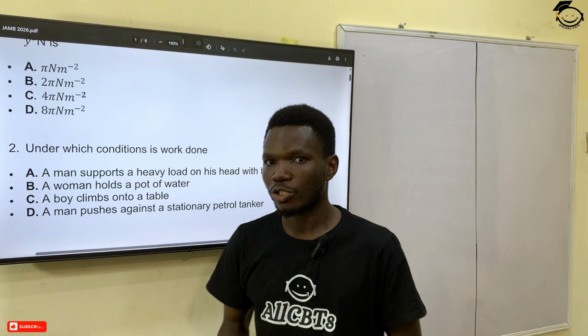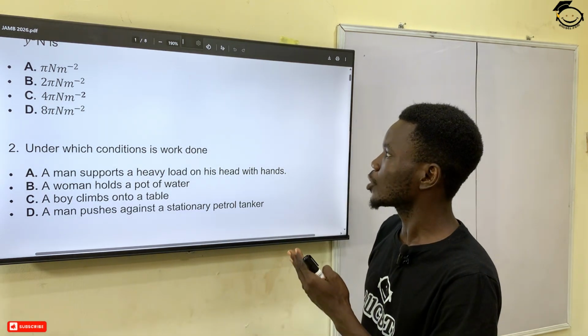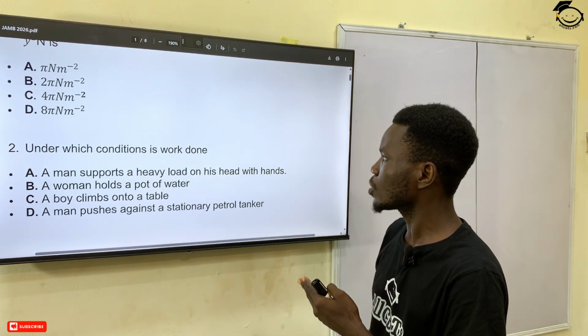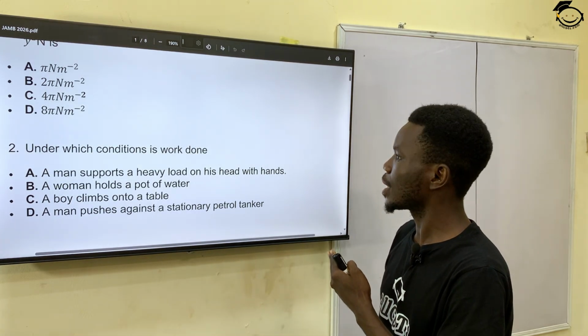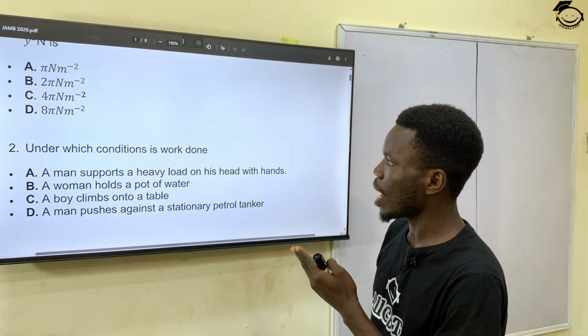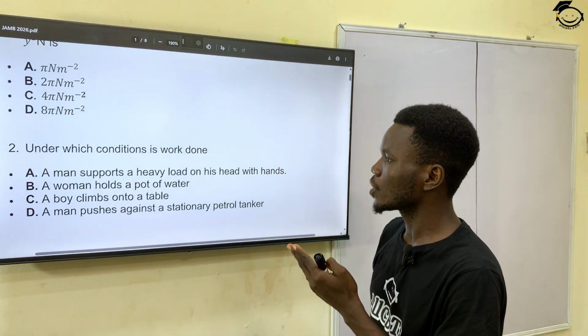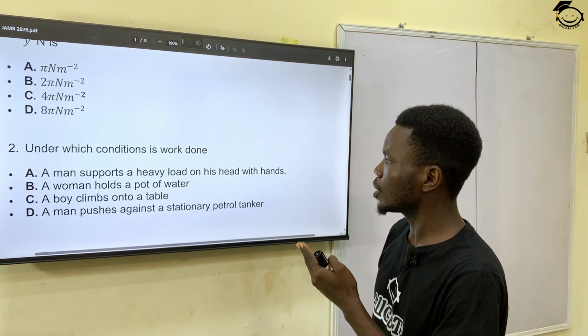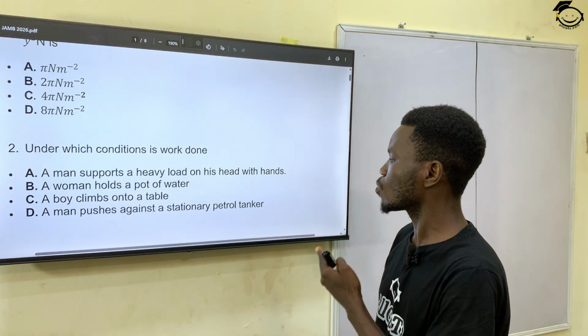Moving on to question number 2. Question number 2 says, under which condition is work done? First option here says, a man supports a heavy load on his head with hands. Option B says, a woman holds a pot of water. Option C says, a boy climbs onto a table. Option D says, a man pushes against a stationary petrol tanker.